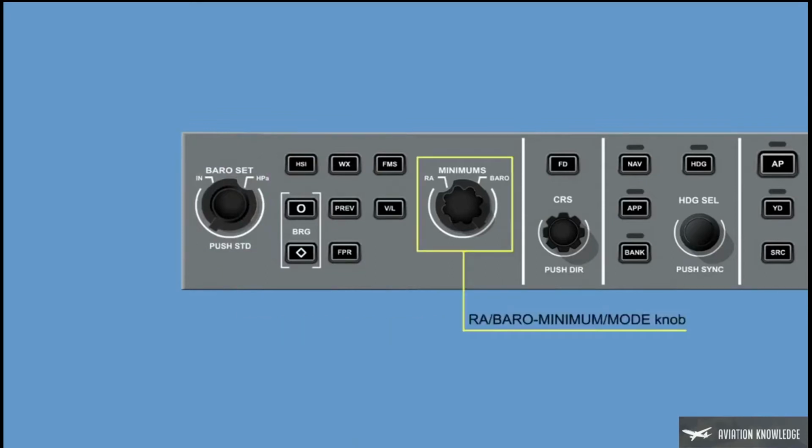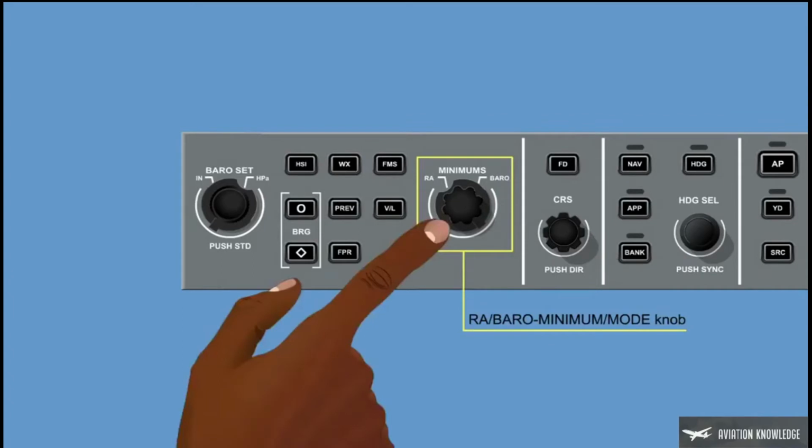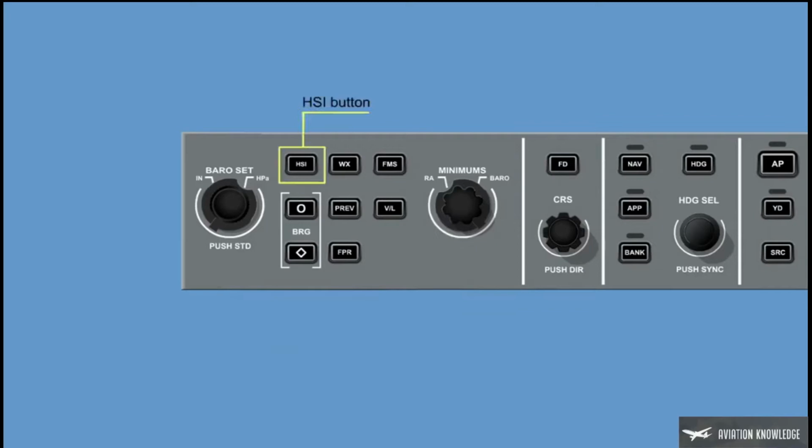The combined RA BARO minimum mode knob has two functions. The outer knob selects the source, either barometric or from the radar altimeter system, and the inner knob, when turned clockwise, increases the decision height. The HSI button toggles between full HSI and partial compass arc displays. The WX button selects weather data for display. The FMS button selects FMS as the primary navigation source and toggles between FMS sources.